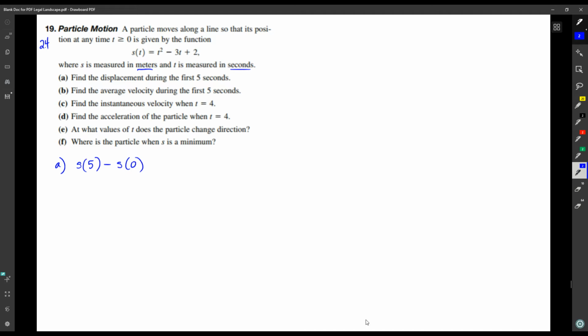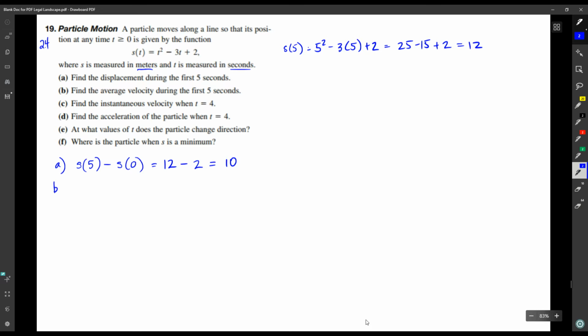S of 5 would be 5 squared minus 3 times 5 plus 2. So that's 25 minus 15 plus 2. So that's 10 plus 2. This is 12. So 12 minus S of 0, and I think it's clear to see you're just going to be left with the 2 at the end of the function, minus 2. So the displacement over the first 5 seconds is 10.